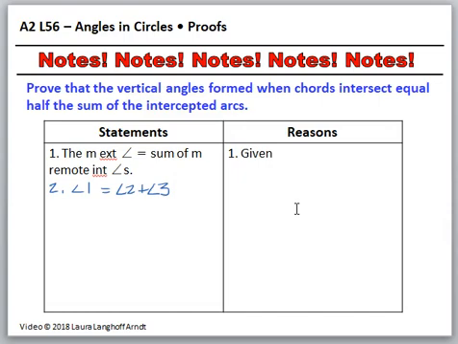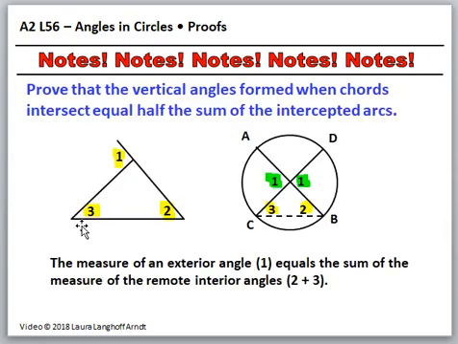Why do we know that? We always have to have reasons in geometry. Why do we know that? We know that because it's an exterior angle, and that is the definition. Some teachers will say it's not because it's an exterior angle, it's the definition of exterior angles. But I'm going to leave it at it's an exterior angle right now. So what does that mean when we look at this picture?